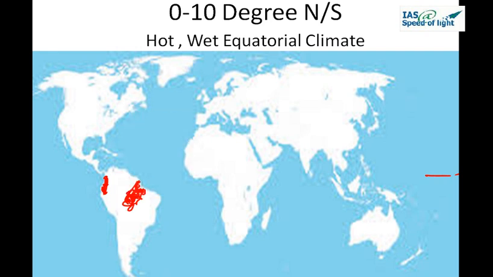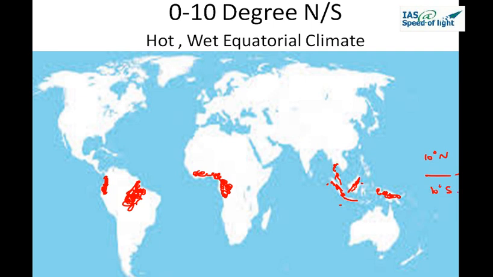Around Africa, we see this particular portion. Then we get the East Indies or the East Asian countries like Malaysia, Indonesia, so these all places which are between 10 degrees north and 10 degrees south.